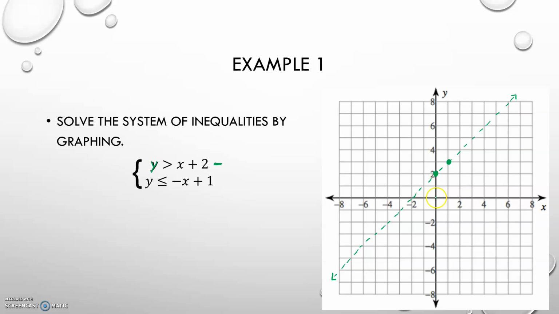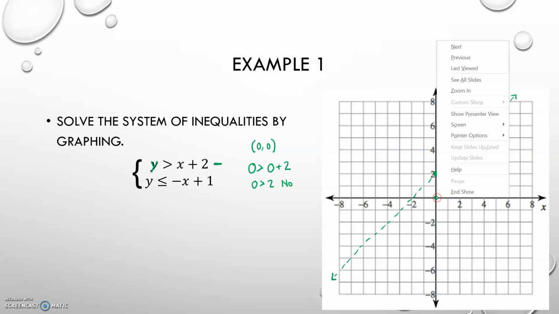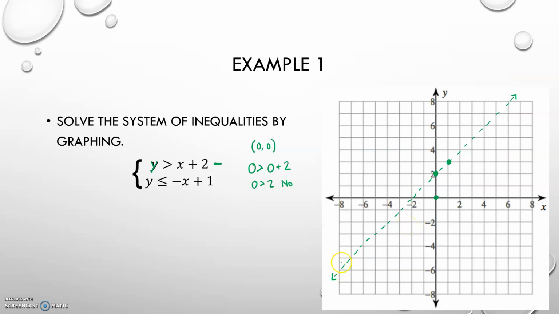My line does not pass through the point 0, 0, so I'm going to plug that in. I'm going to get 0 is greater than 0 plus 2, which would give me 0 is greater than 2. Is this a true statement? So I'm going to shade the side that does not contain the point 0, 0. But for now, instead of shading the whole thing, I'm just going to put little arrows to show which direction it shades.